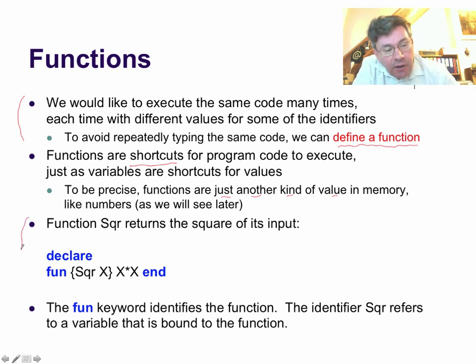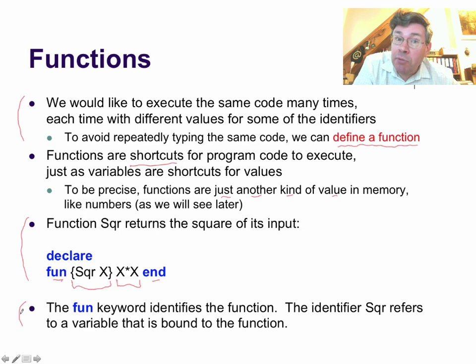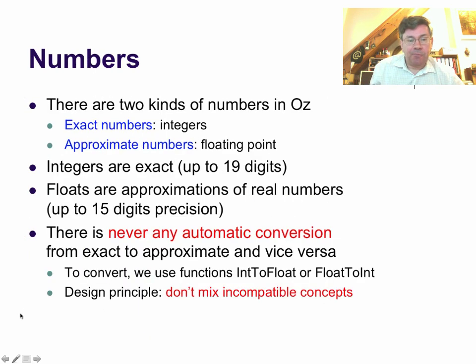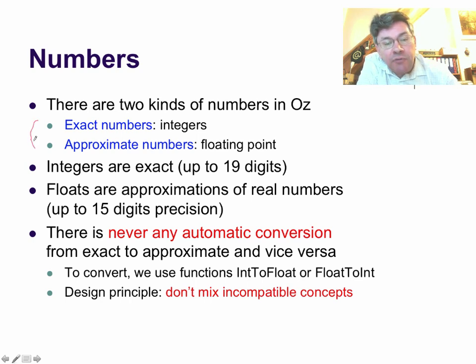The function here that we've declared, sqr, square, returns the square of its input, so it's between the fun and end keywords. It has a header with braces, which looks just like the call, and then a body, which is the expression that is executed. So the fun keyword identifies the function, and the identifier sqr will refer to a variable in memory that is bound to the function.